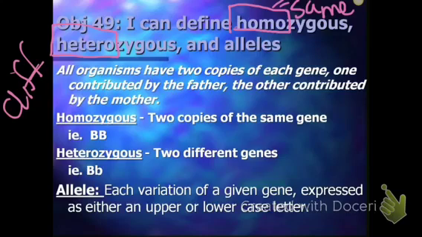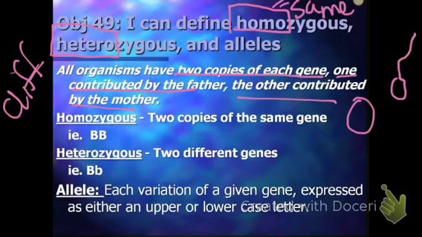All organisms have 2 copies of each gene. Remember, our chromosomes come in pairs, 23 pairs. 1 contributed by the dad, 1 by mom. Remember I told you, remember in your egg cell and your sperm cell, 23 from mom, 23 from dad. They each gave us a copy. So same thing, because your chromosomes are made up of DNA, which is made up of genes, you get half of your genes from mom and half from dad.